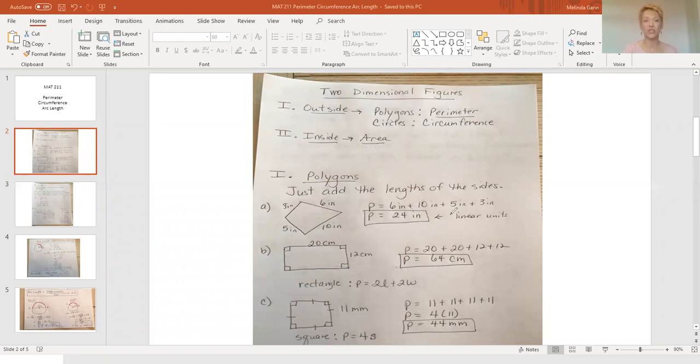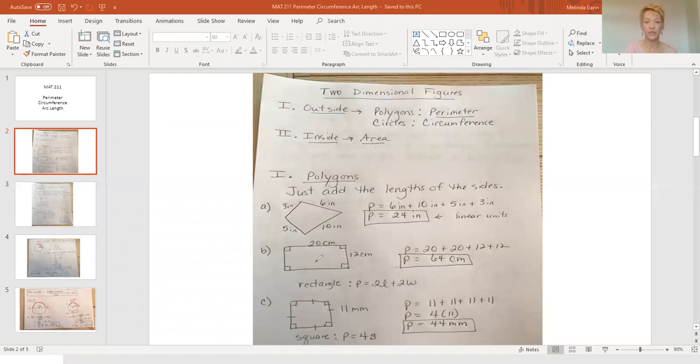And remember that a measurement's got 2 parts to it. It's got a number and it's got a unit. I need both of those things or it's going to cost you points. You wouldn't just say that the length of the table is 2. Is that 2 feet, 2 meters, 2 inches, 2 miles? You need both of those things.